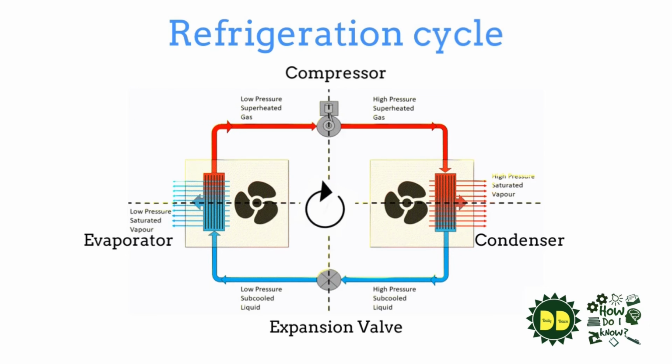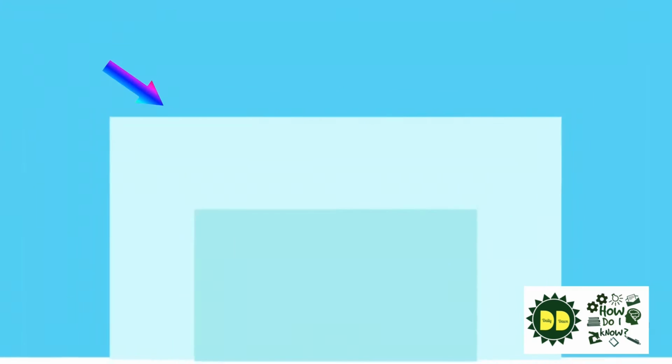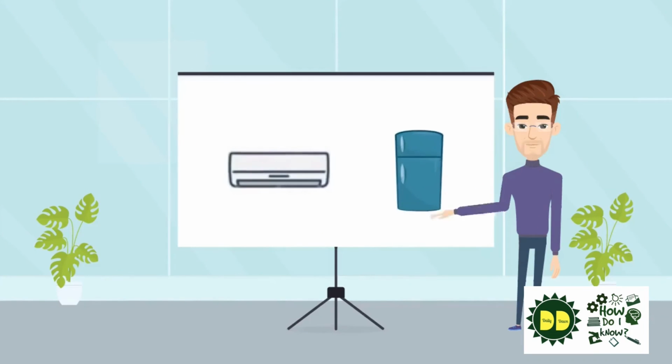In the refrigeration cycle, the line between the compressor and condenser is called the discharge line, the line between the condenser and expansion valve is the liquid line, the line between the expansion valve and evaporator is the expansion line, and the line between the evaporator and compressor is the suction line. This is how the air conditioner and the refrigerator in your home work.